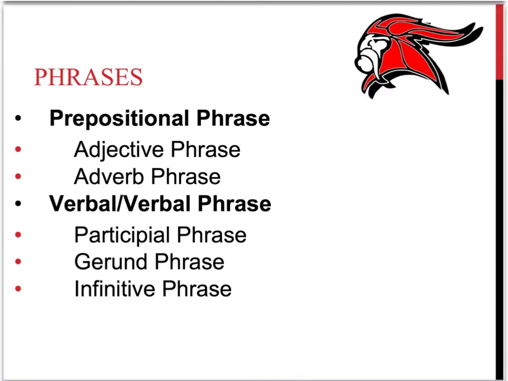For the ACT Prep section, we are going to discuss two types of phrases: the prepositional phrase and the verbal phrase. When we're dealing with prepositional phrases, we can have adjective phrases and adverb phrases, and I will talk more about this as we go through the lecture. And for verbal phrases, we're talking about participle phrases, gerund phrases, and infinitive phrases. For some of you, the verbal and verbal phrases may be pretty unfamiliar, but by the end of this lecture, you will completely understand them. So let's move on first to the prepositional phrase.